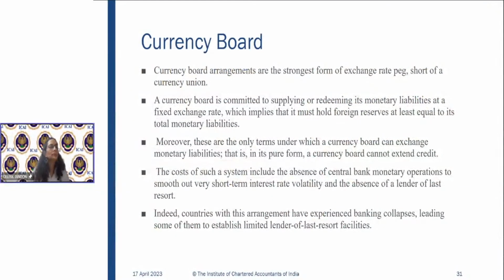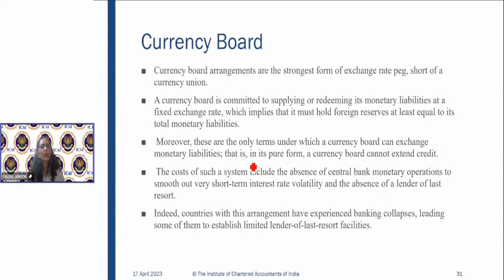Okay, so we have shared about floating, fixed, and peg. And this is one of the extensions. So a currency board is kind of a peg only. In this also there is a peg, but the basic difference is that it is about a group of countries together. A few countries together decide. The currency board is committed to monetary liabilities, they decide on a fixed exchange rate for a specific period of time. The concept is the same as pegged only, but this is about a group of countries.